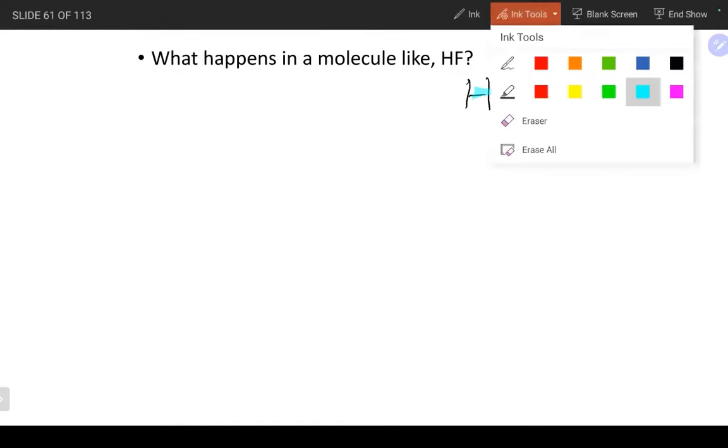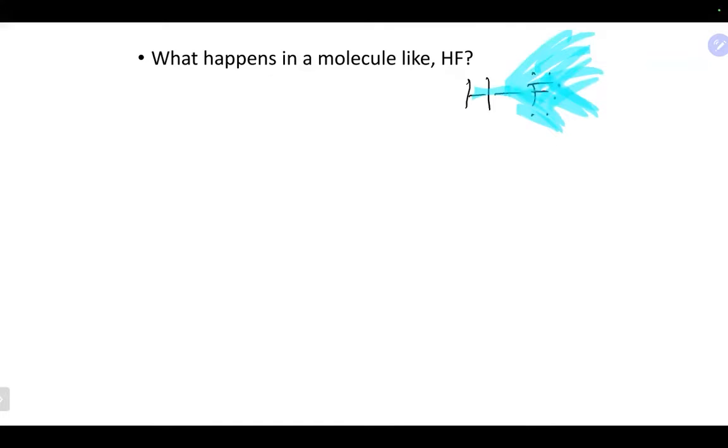Now, there is a consequence to this. The first consequence is that there is definitely unequal sharing of electrons, so this is going to result in unequal sharing of electrons. Also, if I have my HF and all the electrons are hanging out on the fluorine side, will the fluorine side be more positive or more negative?